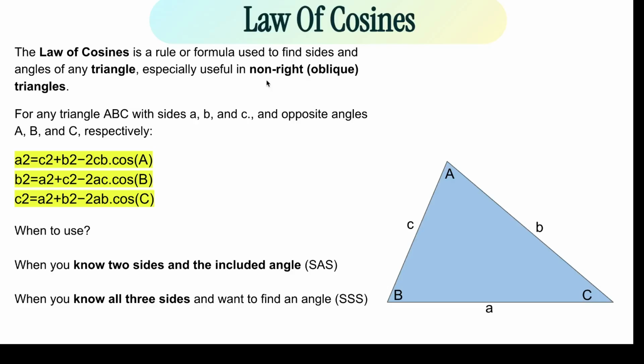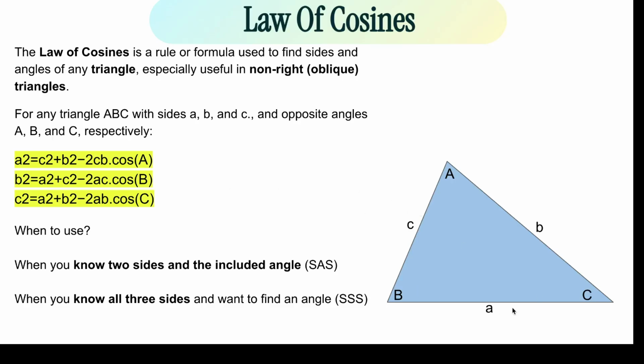Now let's look at the law of cosines, and again we're looking at the same triangle with the sides and the angles opposite to the sides, the same letter but capital letters. The law of cosines is a rule or formula used to find sides and angles of any triangle, especially useful in non-right triangles. For any triangle ABC with sides lowercase a, b, c and opposite angles in capital letters, using the same letter A, B, C, we have these three formulas, one for each of the sides.